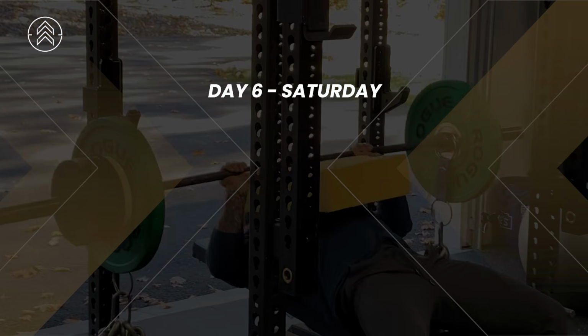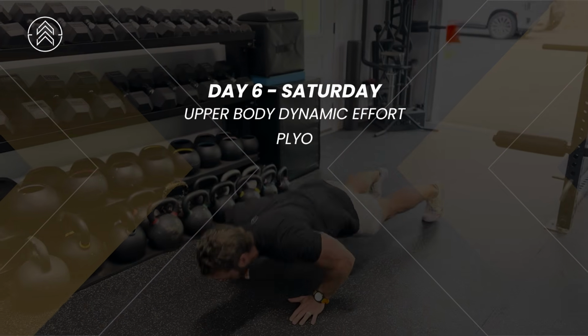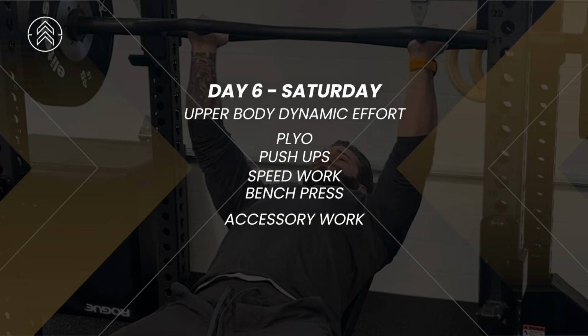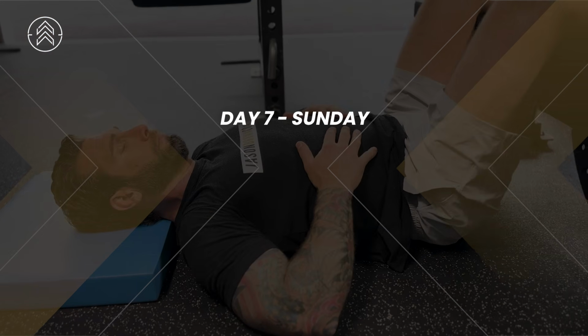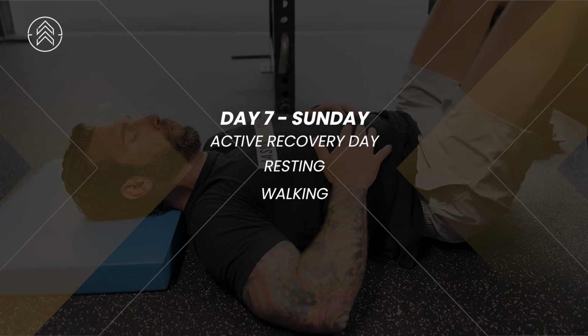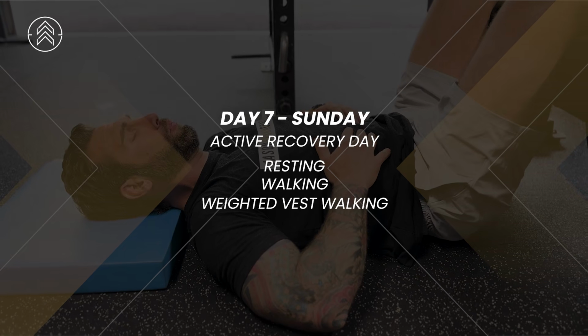And then day 6, we get into our dynamic effort for the upper body. Again, plyo, push-up, speed, bench press, our accessory work to end things off, maybe some abdominal work. Again, a lot of ways to go with this. And then day 7 would likely be an active recovery day where we're resting or we're doing some walking, getting some steps in, even some weighted vest walking. That's one of the things I love to do on a conjugate-based program is go walk for an hour with a 20 to 40 pound vest on.